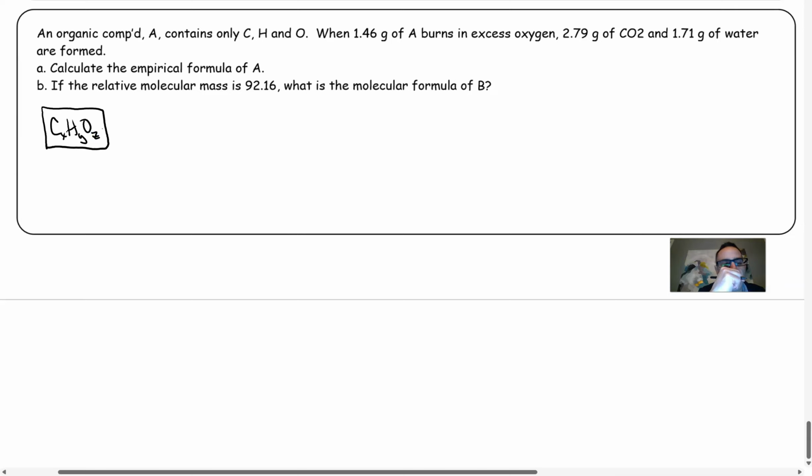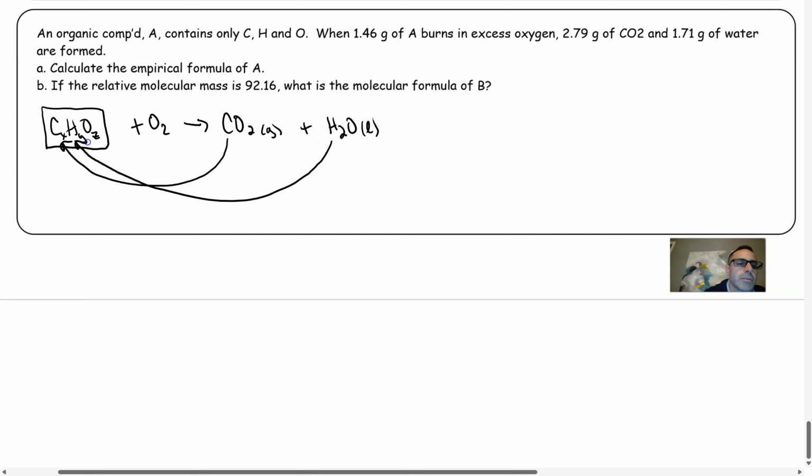And we don't know what the empirical formula is, but what we did do was we burnt it with lots of oxygen, and we got out of it carbon dioxide gas and some water. Now, the carbon comes from that carbon, and the hydrogen comes from that hydrogen there. The oxygen is going to be a mixture. It's going to come from both the air and the compound. So our first step here is to determine the amounts of carbon and hydrogen.